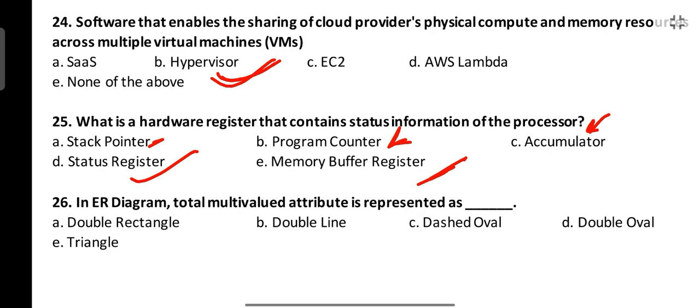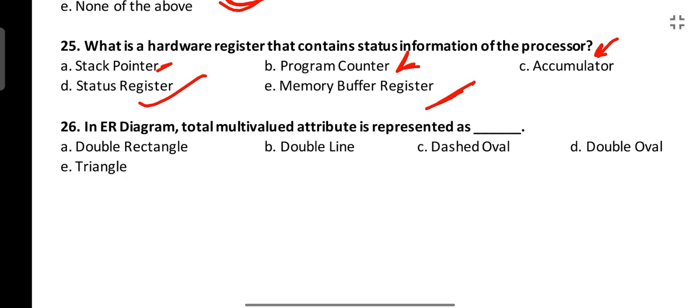Next is, in ER diagram, multi-valued attribute is represented as double oval. So what is this multi-valued attribute? The attributes which can have more than one value. For example, email ID. Any person can have more than one email ID, or telephone number. Anyone can have more than one telephone number.